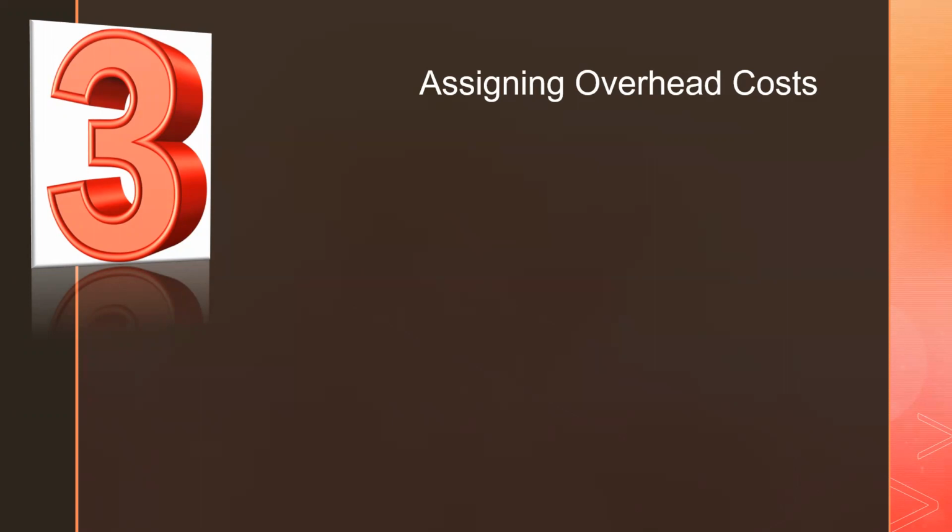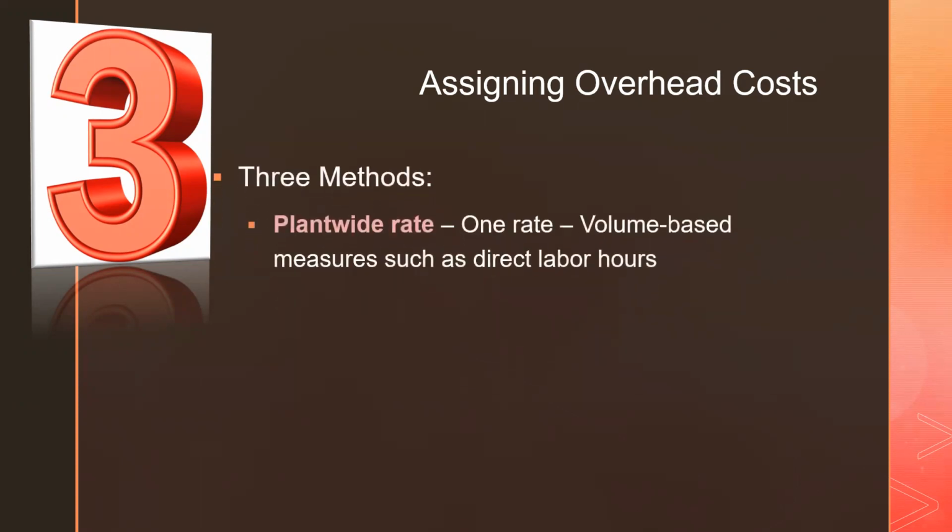While it's very easy to allocate direct labor and direct materials because we can easily trace exactly how much we use to make each product, we know that overhead costs are very tricky to allocate. So we're going to look at three different methods that we can use to allocate overhead. And we will in detail go through each of these three methods in this video.